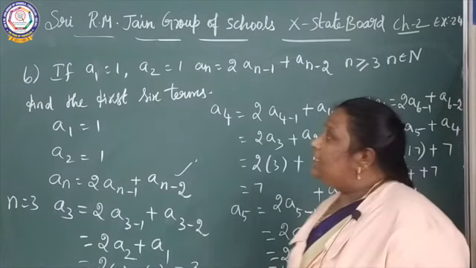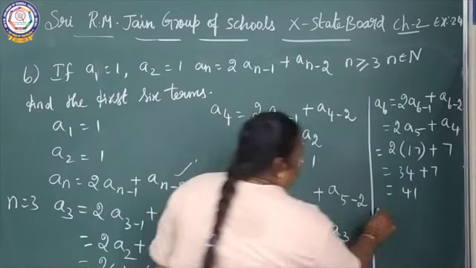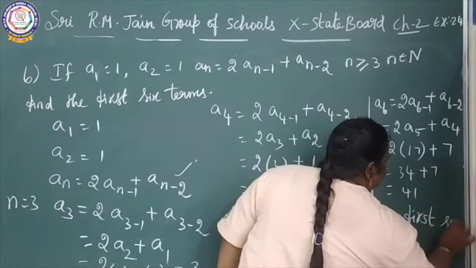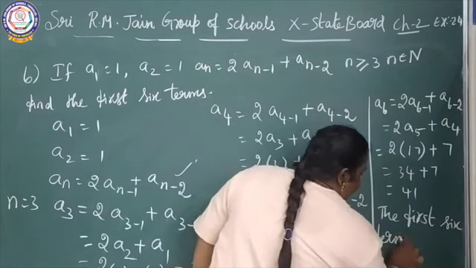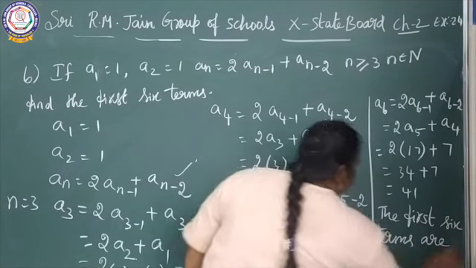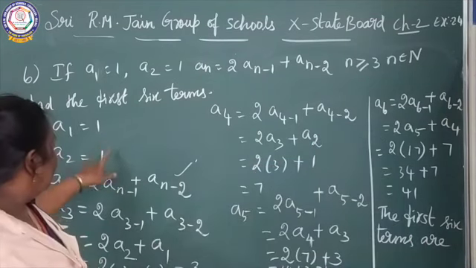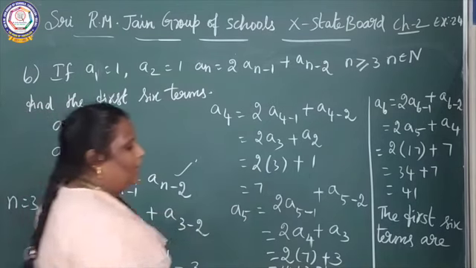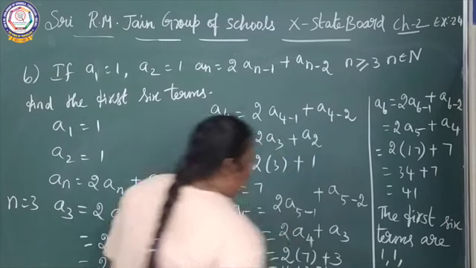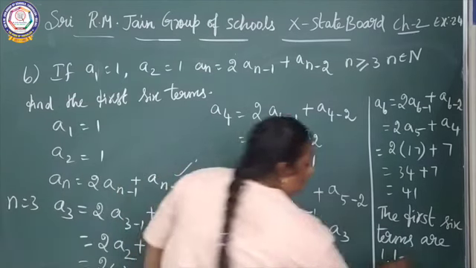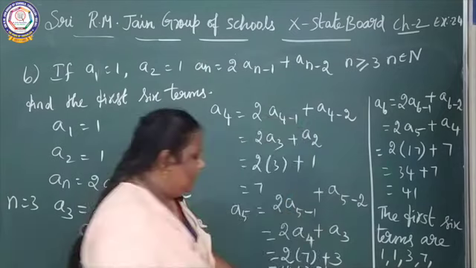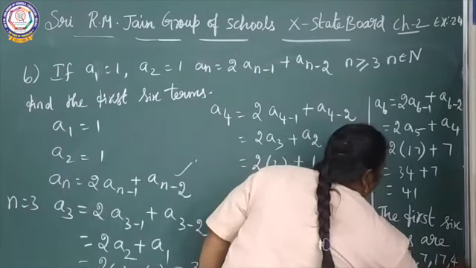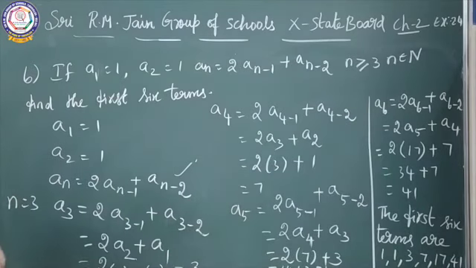So, what are the first 6 terms? See, 1, 1, 3, 7, 17, 41. The first 6 terms are 1, 1, 3, 7, 17, 41.